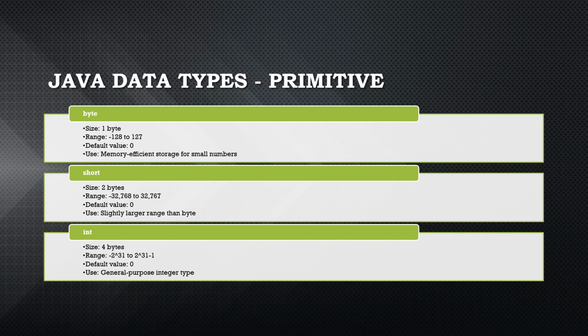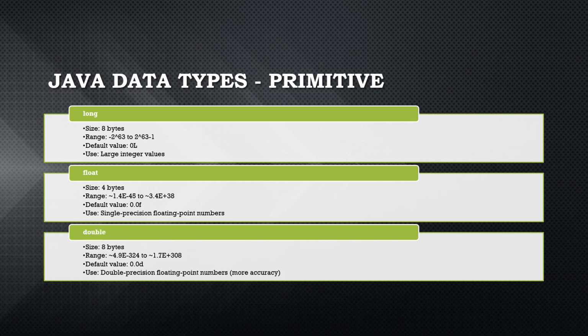Finally, there's int, the most commonly used integer type in Java. It's 4 bytes in size and supports values ranging from -2^31 to 2^31 - 1. With this large range, int is great for general-purpose numeric operations where you don't want to worry about exceeding the limit too quickly. Its default value is also 0.